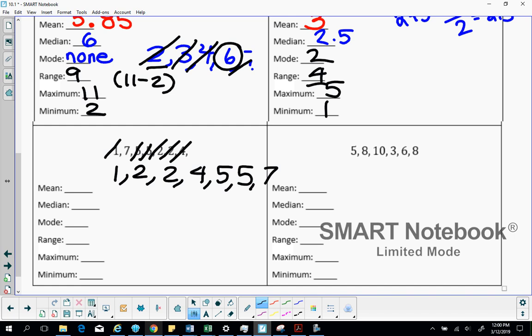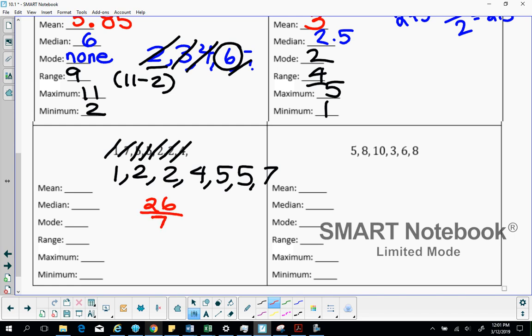What does the range do again? Range is your spread of your data, so it's your max minus your min. Now the mean: how you find the average is you add them all up and divide by how many numbers. So what is 1 plus 2 plus 2 plus 4 plus 5 plus 5 plus 7? 26, you said? And then divide by how many there are.